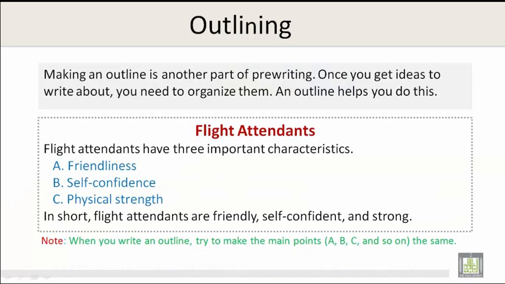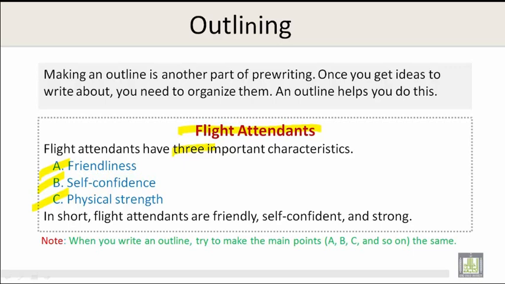Making an outline is another part of pre-writing. Once you get ideas to write about, you need to organize them. An outline helps you do this. The following example is about flight attendants. Flight attendants have three important characteristics: A, friendliness; B, self-confidence; and C, physical strength. In short, flight attendants are friendly, self-confident, and strong.